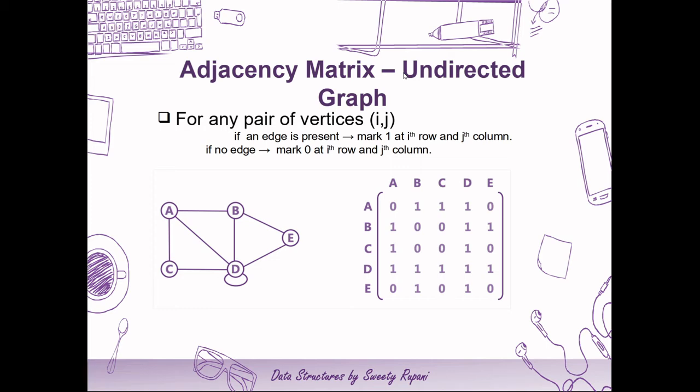In this representation, each graph of n nodes is represented by an n cross n matrix, that is, a two-dimensional array. Now you can see over here I have 5 nodes in a graph, so I have created a 5 by 5 matrix, and marked it with some zeros and ones. For this there is a rule: if an edge is present between a particular pair of vertices i and j, we will mark it as 1, otherwise we will mark it as 0.